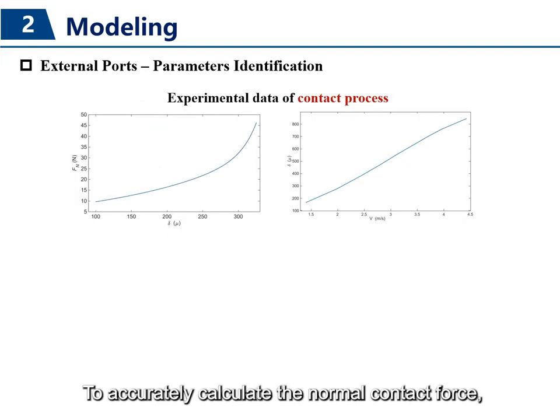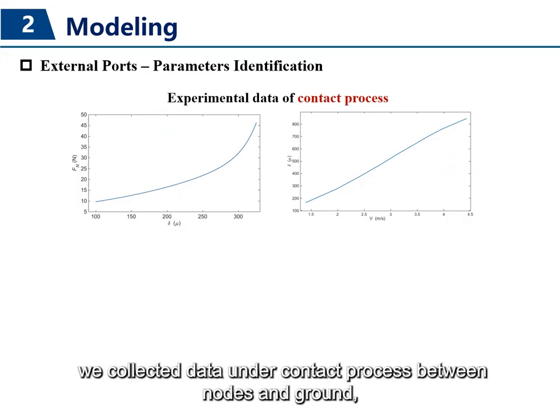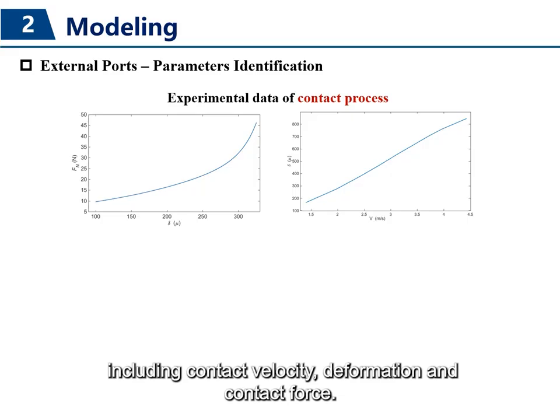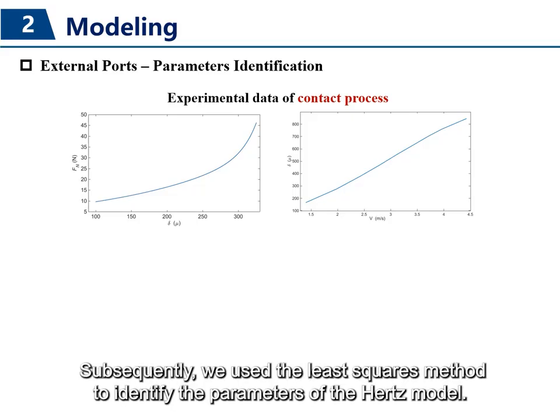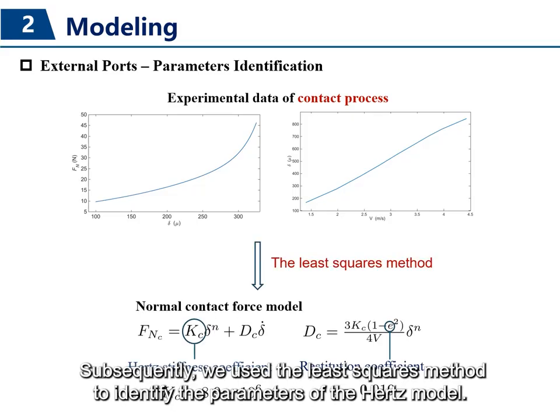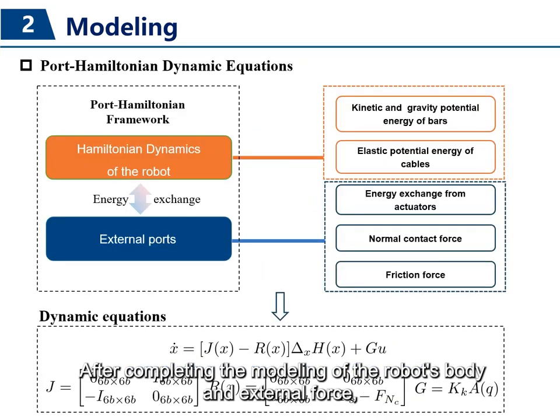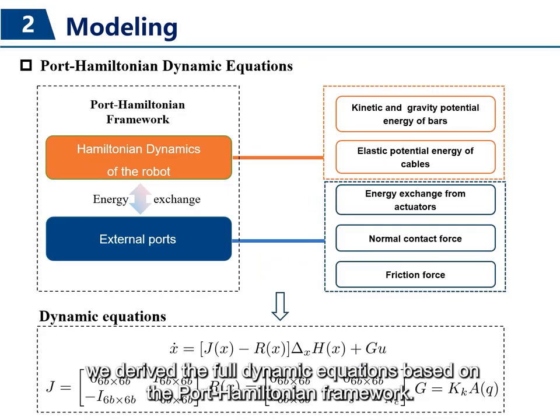To accurately calculate the normal contact force, we collected data on the contact process between nodes and ground, including contact velocity, deformation, and contact force. Subsequently, we used the least squares method to identify the parameters of the Hertz model. After completing the modeling of the robot body and external parts, we derived the full dynamic equations based on the port Hamiltonian framework.